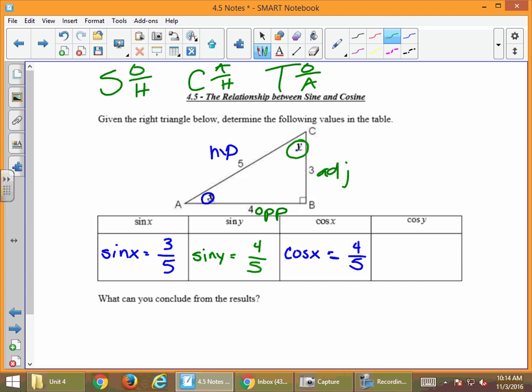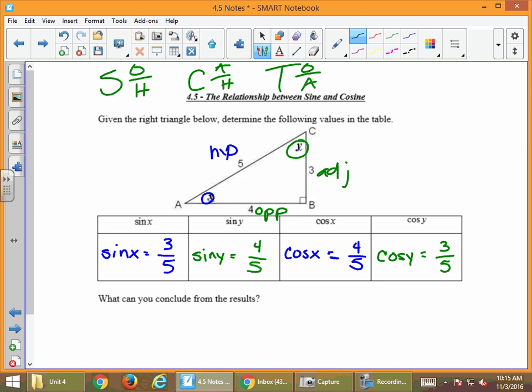Oh. So now let's find the cosine. How do we set up the cosine of y? What's that look like? 3 over 5. Adjacent over the hypotenuse. So 3 over 5. What are you noticing? What can you conclude based off what we got in our table? Do you notice anything, Alexia?